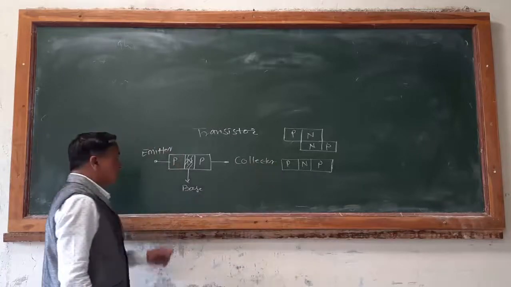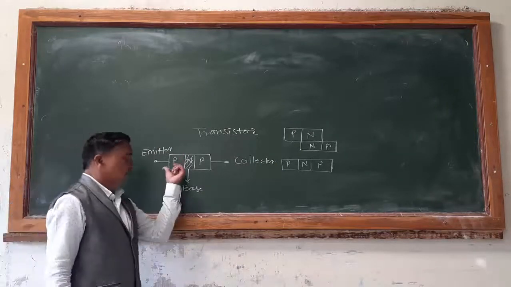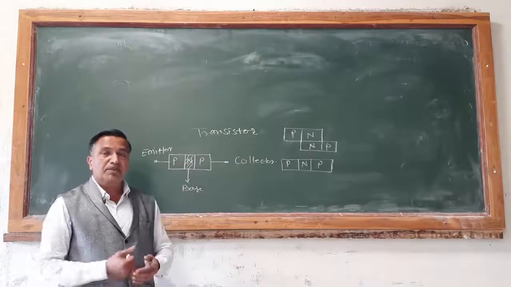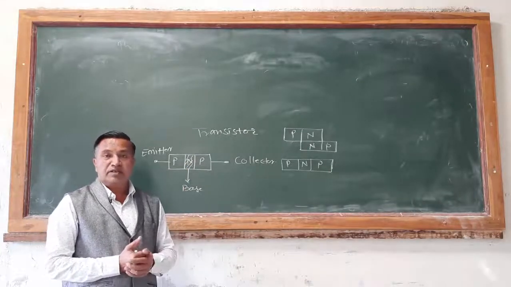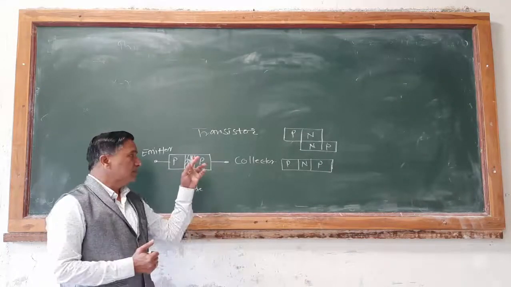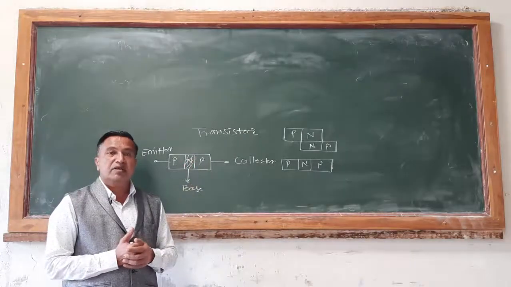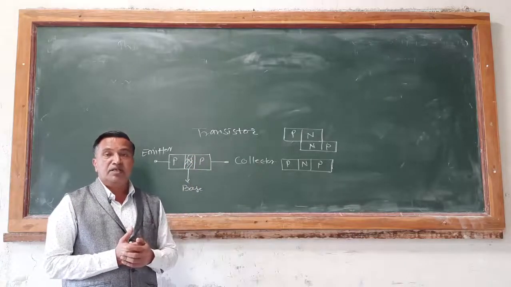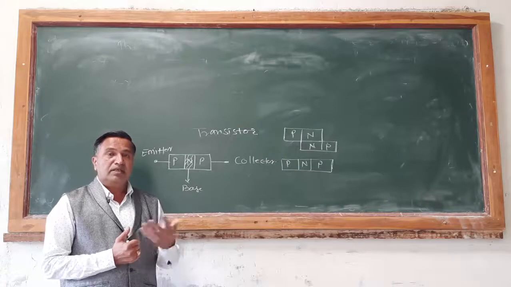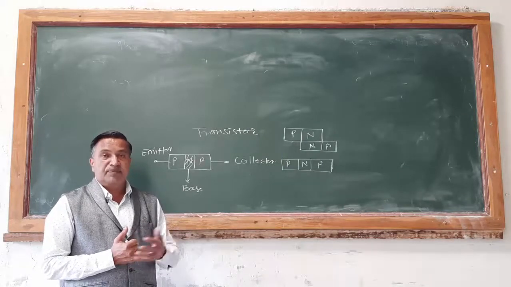So according to the three terminals of the transistor, the function of each terminal will be different. In case of the first terminal, called the emitter, the size of the emitter should be greater than that of the base as well as the collector.